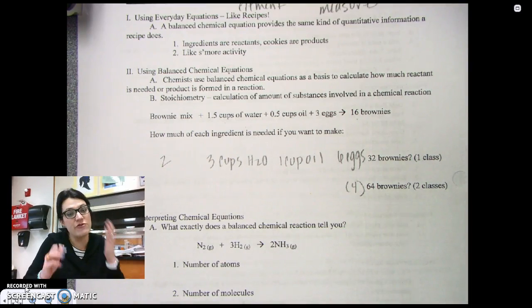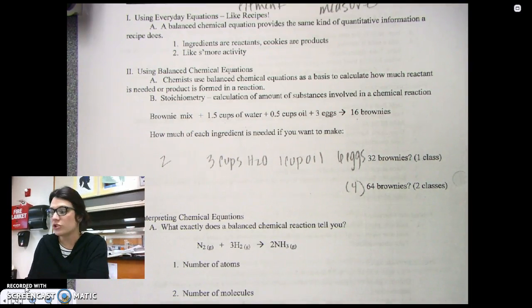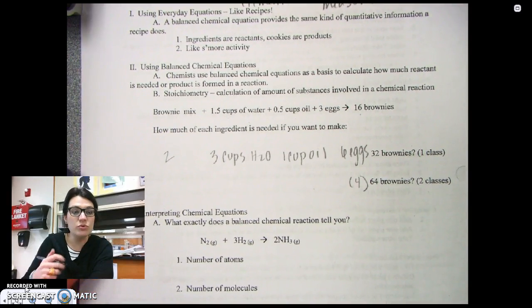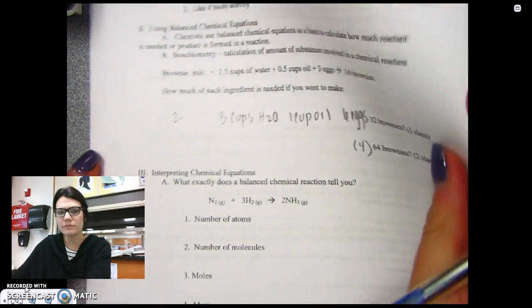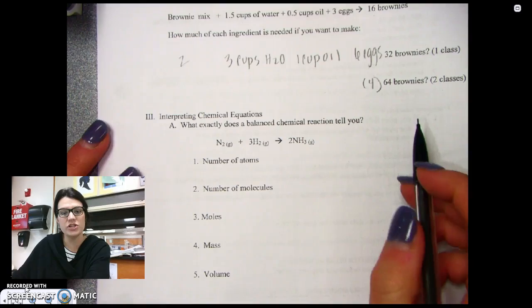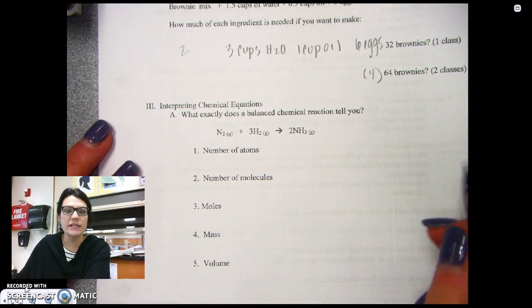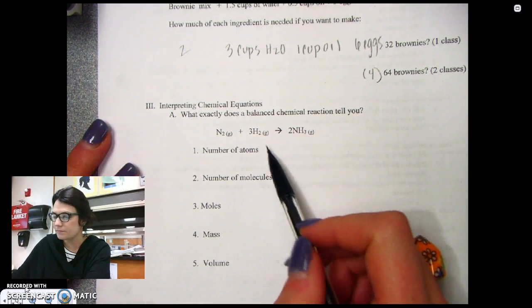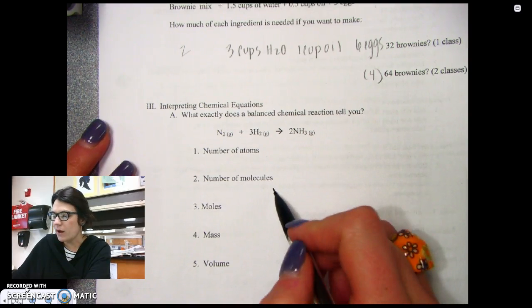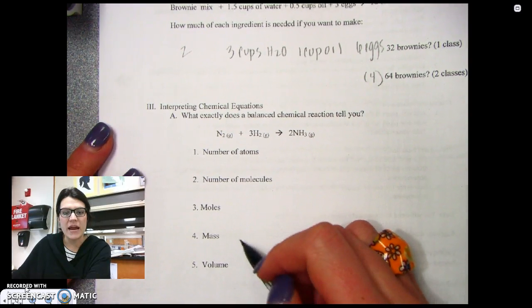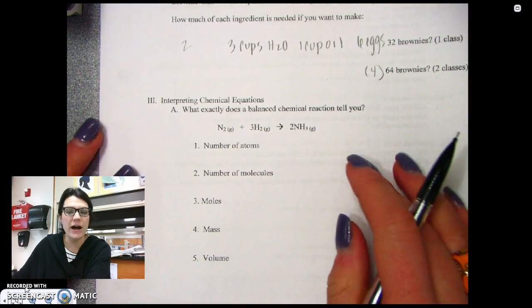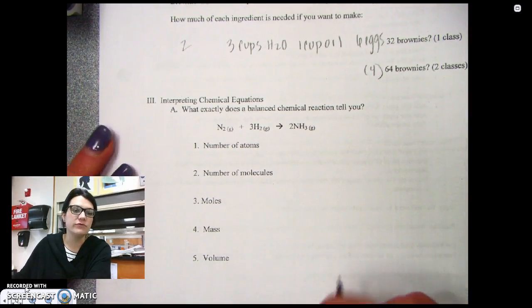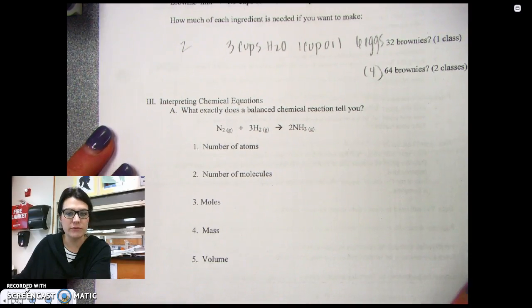Now this is something that you've probably done before. So let's actually look at how we can use, moving from brownies to a chemical equation, the same concept. So what does a balanced chemical equation actually tell me? It can tell me the number of atoms, the number of molecules, moles, mass, or volume. So ultimately, I can find all 5 of these things just from a chemical reaction.